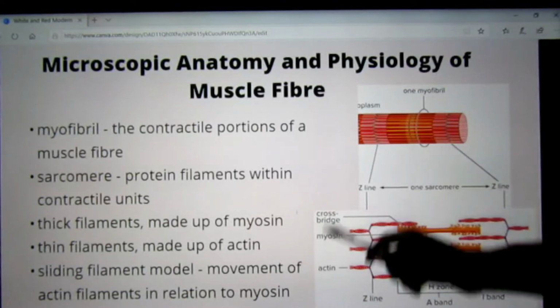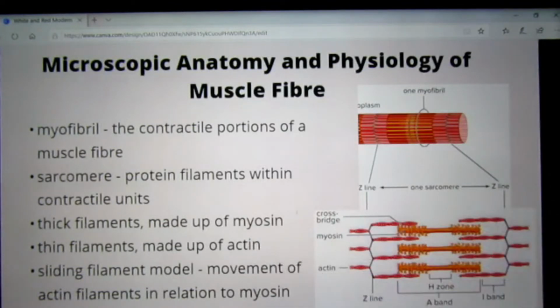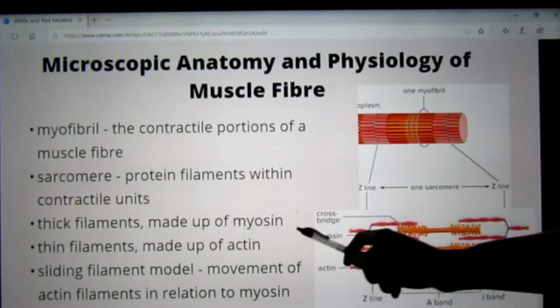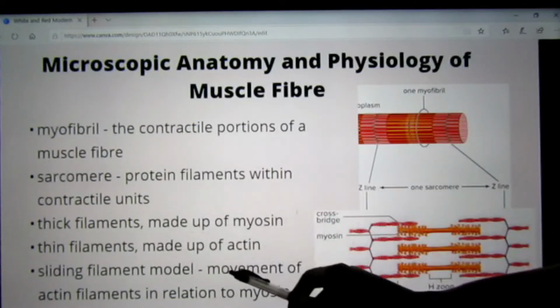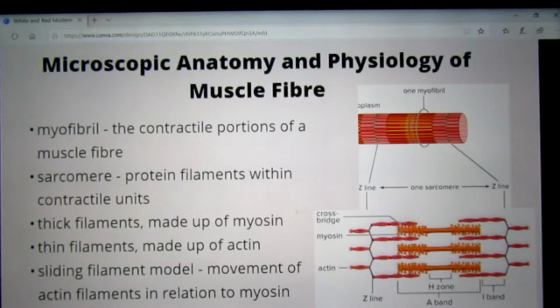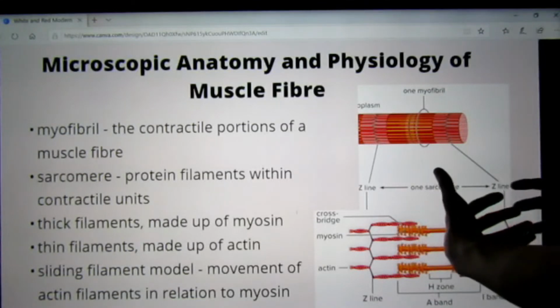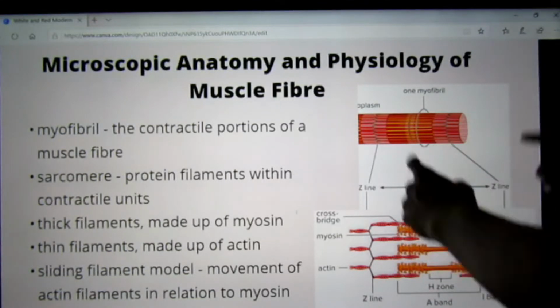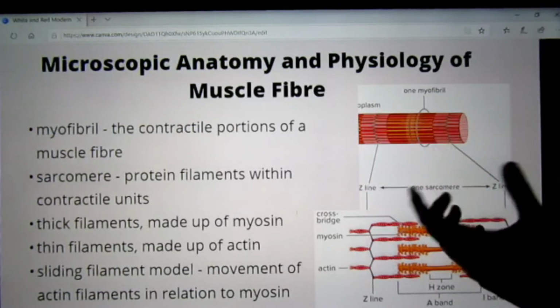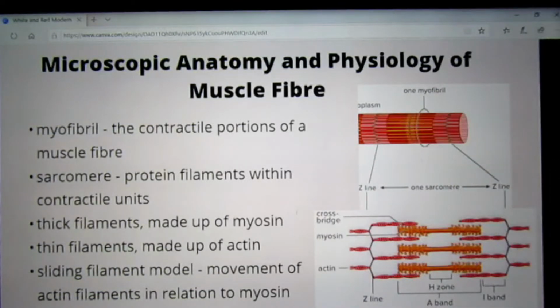So this model we call the sliding filament model. This model describes the movement of actin filaments in relation to the myosin filaments. Why do we call it a sliding filament model? Because the thick filament will slide past the thin filament during contraction, and this will be explained by one of our groupmates. As you can see, when this contracts, the filaments move closer to each other, and then the whole myofibril will contract, the muscle fiber will contract, and our muscle will contract.